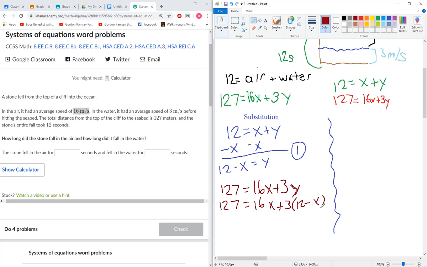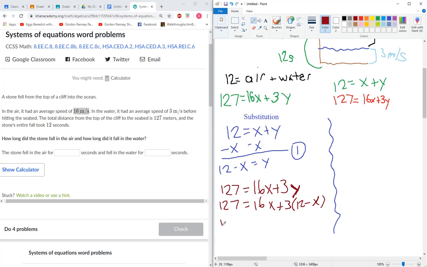Remember that you are multiplying everything that y was. Everything that used to be y is now going to be 12 minus x. I did 3 times this, therefore I did 3 times this. If you don't put it in parentheses, you're going to get messed up. You should always substitute into parentheses.